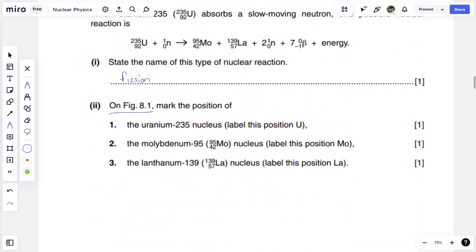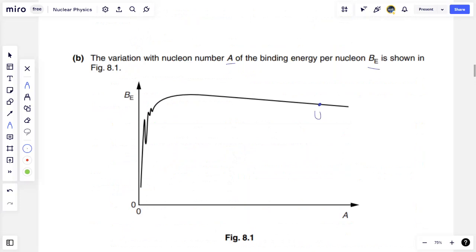Next, I need to find molybdenum and lanthanum. Let's start with molybdenum, MO. The nucleon number is 95 and is much greater for lanthanum, which is 139. I know molybdenum is not as stable as iron. Iron will be the peak on this graph. So if I find the peak of this graph, this is not asked of you, so there's definitely no need to do this. I just want to illustrate. It's definitely going to be to the right of iron.